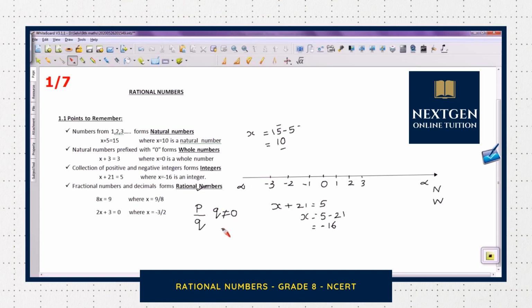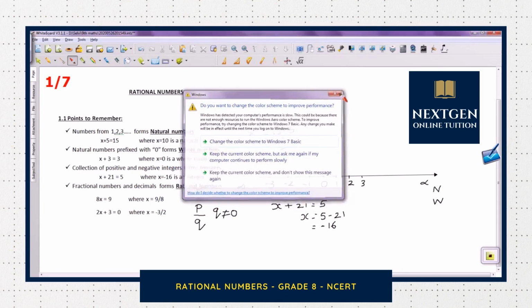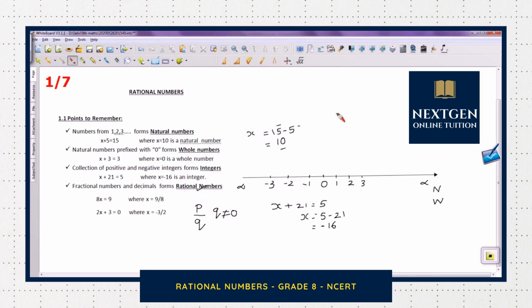How? 5 is a natural number. So, if I write 5 as 5 by 1, now it is a rational number. Obviously, minus 3, I can write it as minus 3 by 1. Now, this is also a rational number. So, all my natural numbers, whole numbers, integers can also be written in the form of rational numbers.